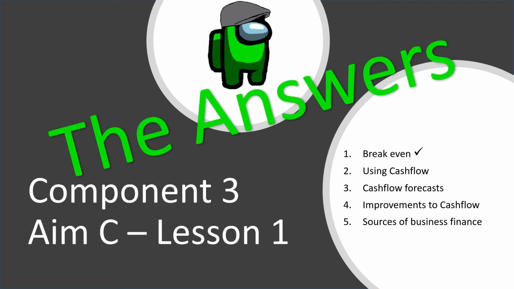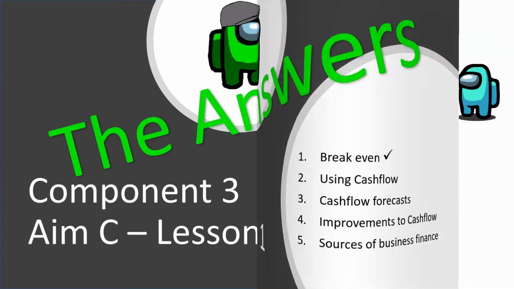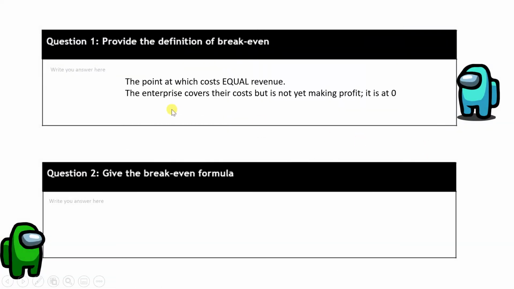Answers to Component 3 AIM-C Lesson 1, the break-even tasks. Question 1, the definition of break-even. It's the point at which costs equal revenue. The enterprise can cover their costs, but they're not yet making profit. They're at zero.